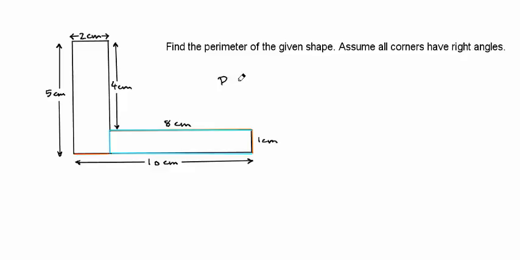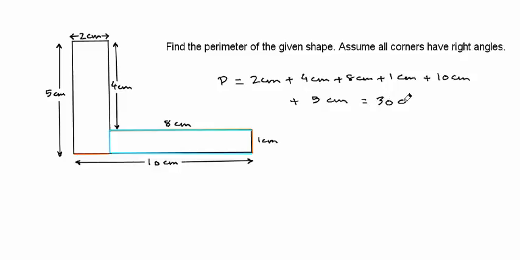The perimeter is equal to, let's start from this and go in the clockwise direction. So we have 2 centimeters plus 4 centimeters plus 8 centimeters plus 1 centimeter plus 10 centimeters plus 5 centimeters, which is equal to 30 centimeters. That's the perimeter of the shape. And note that to find the perimeter, you only take into account the distance around the shape and not what's there inside the shape.